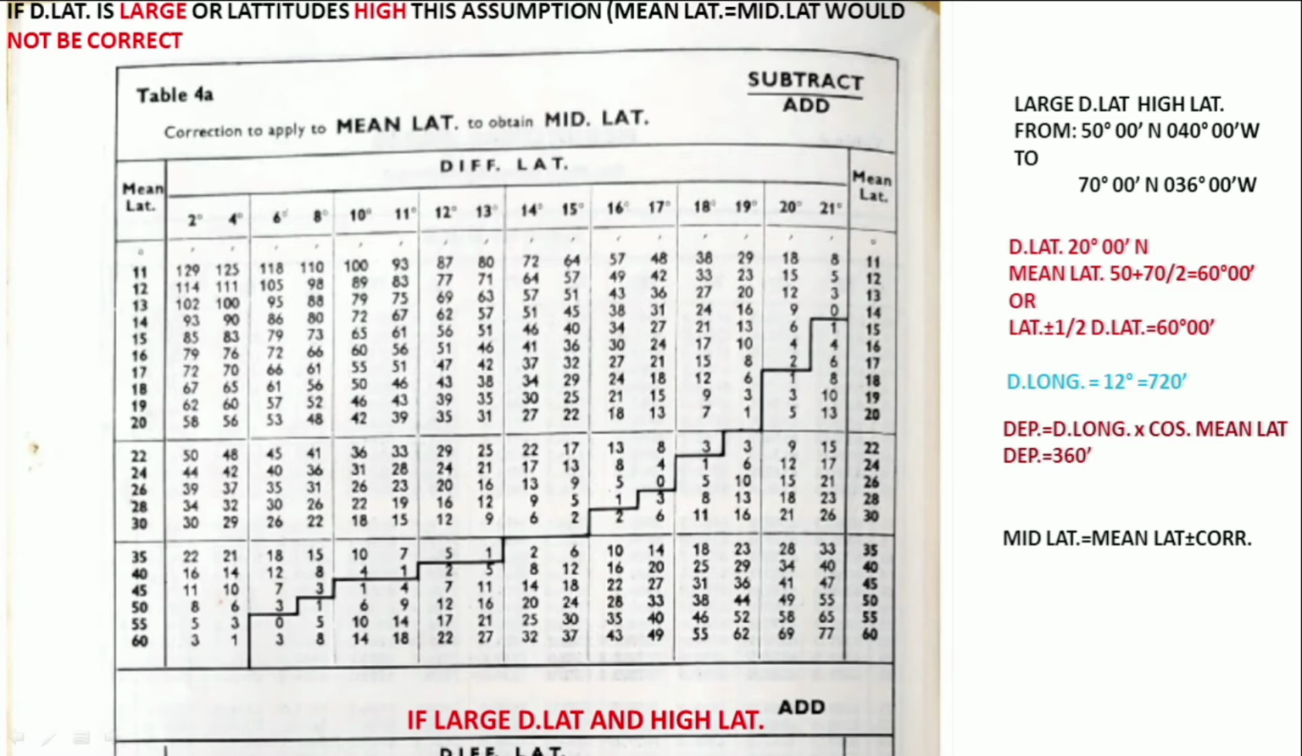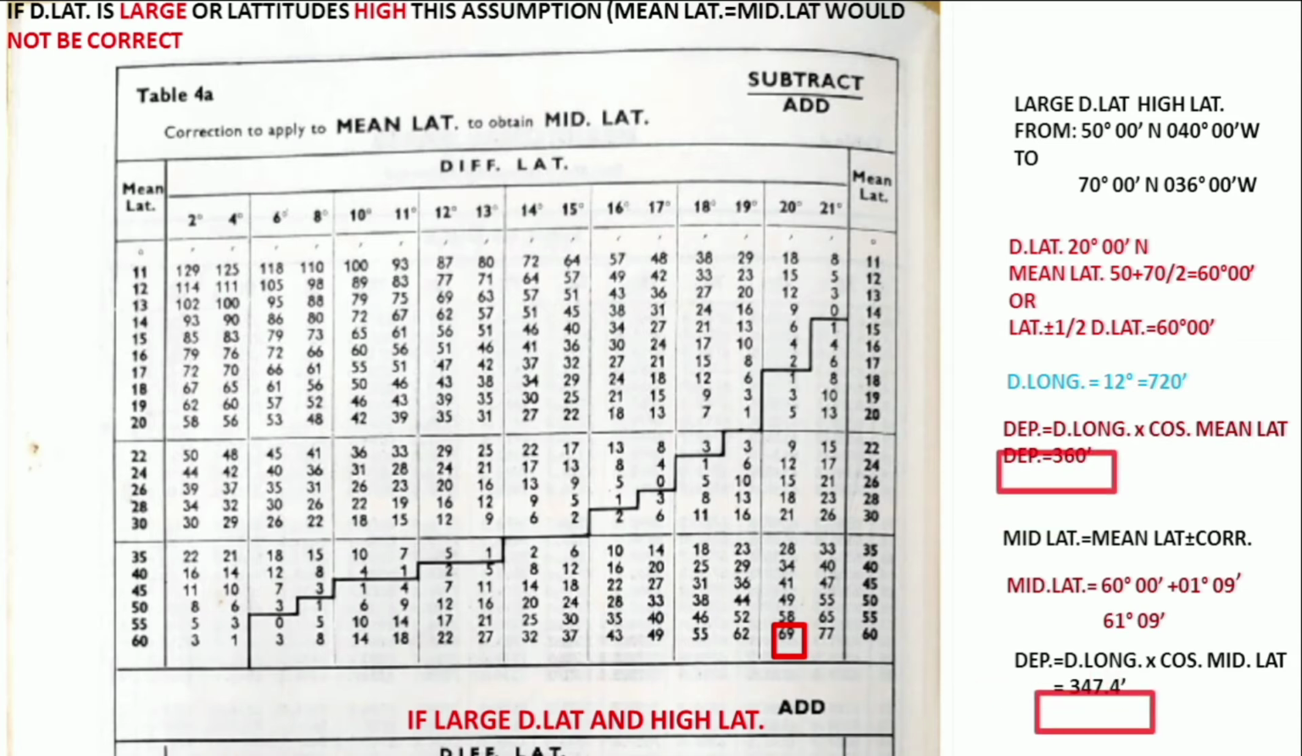Now if I had to correct it to get to the mean to mid latitude, you can see here my D-lat is 20 degrees and my mean lat is 60. So my correction is 69, which is to be added as per this, and my mid lat is 61 degrees 09. And calculating my departure, I get my departure as 347.4. So definitely I will call it that there is an appreciable difference between the departures either calculated straight as mean latitude or mid latitude.